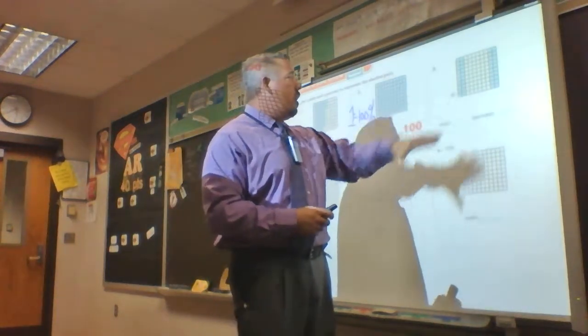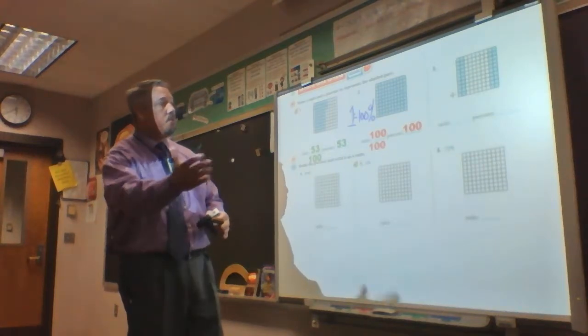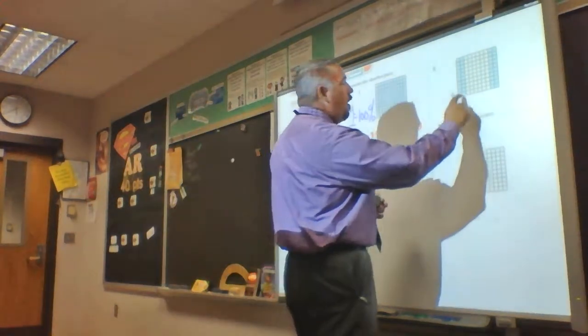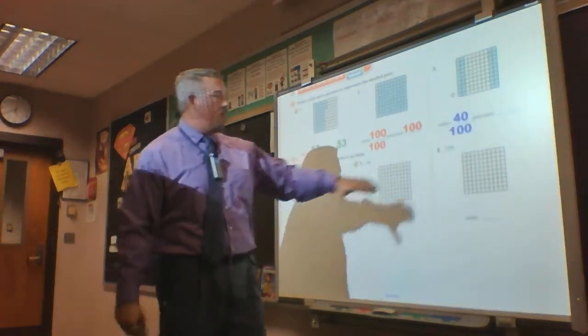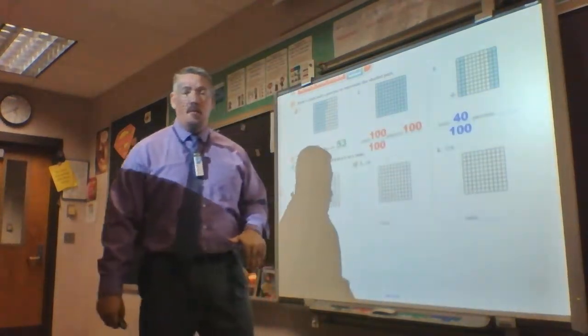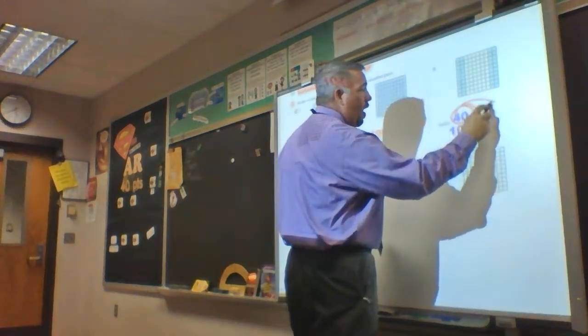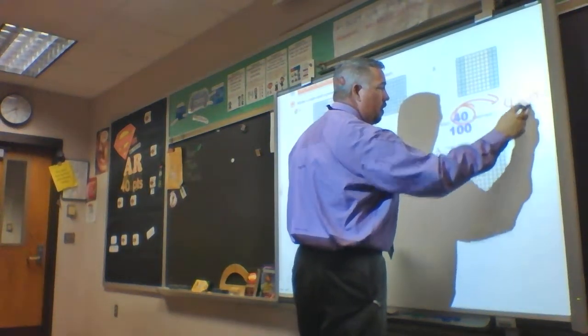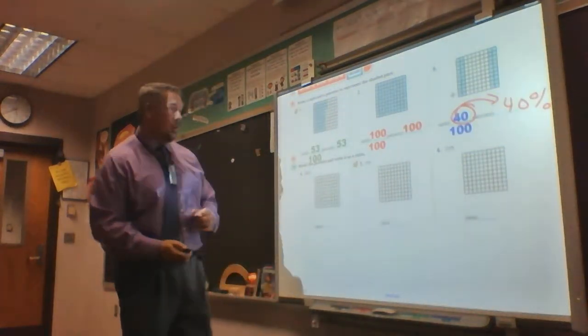So when I look at this one then, on number 3, I count how many columns of 10 I have filled in. I don't have any spare ones anywhere. So I have 10, 20, 30, 40. So I know my ratio is going to be written as 40 out of the 100. I keep that numerator, and I add my percent sign. So I know 40 out of 100 is 40%.